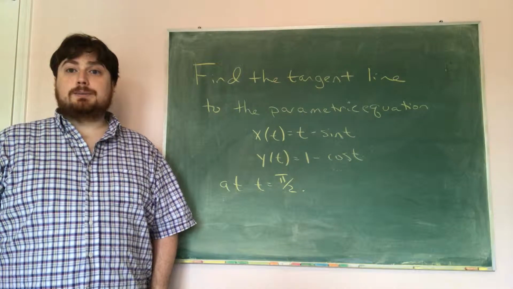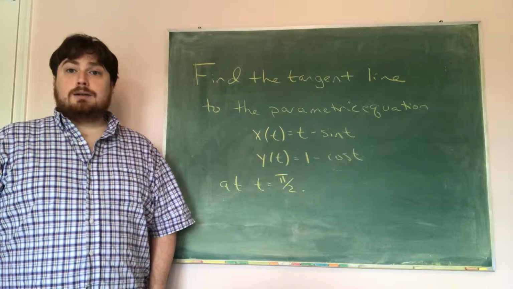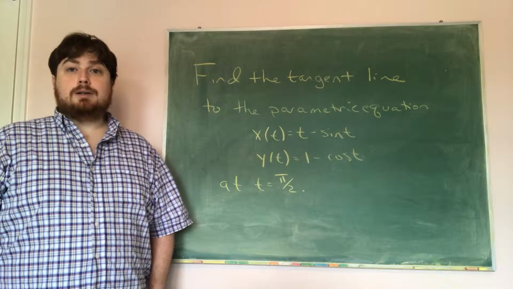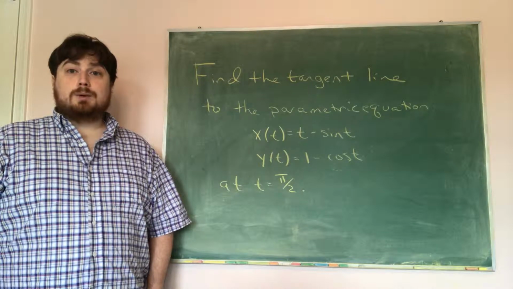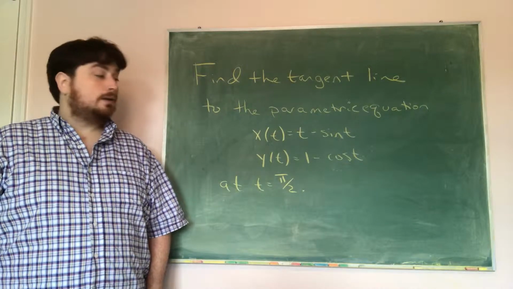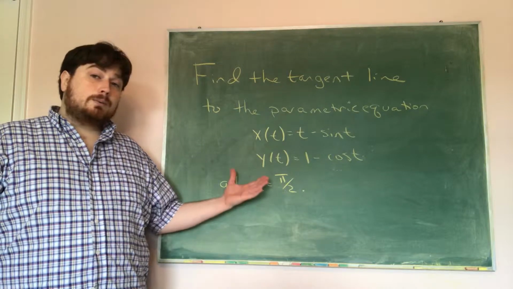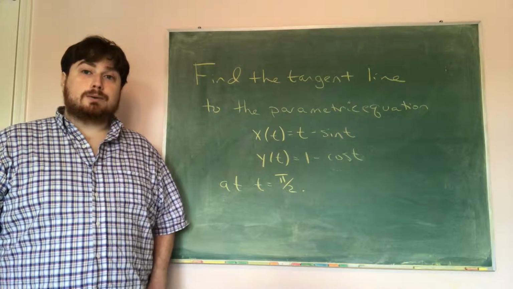Our goal today is going to be to find the tangent line to the equation given parametrically by x of t is t minus sine of t and y of t is 1 minus cosine of t. And we're going to find the tangent line when t is pi over 2.